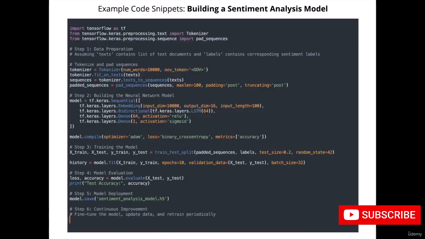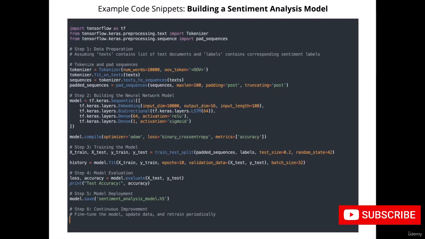Let's go over this to see how we have implemented the sentiment analysis model. First, we need to import TensorFlow. Then we have to import Tokenizer from TensorFlow Keras preprocessing text. Next, import pad_sequences from Keras preprocessing sequence. The first step is data preparation. Assuming text contains a list of text documents and labels contain corresponding sentiment labels.